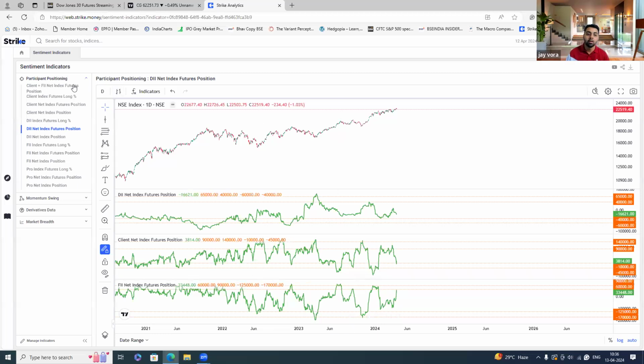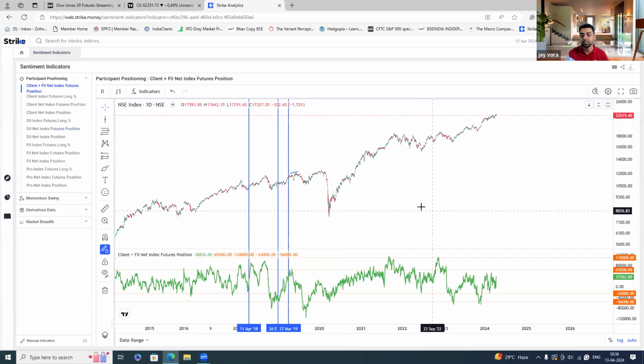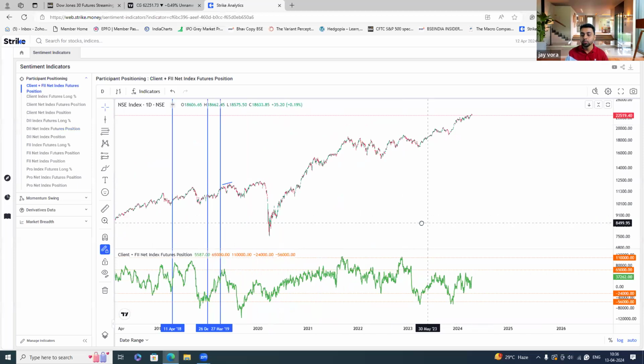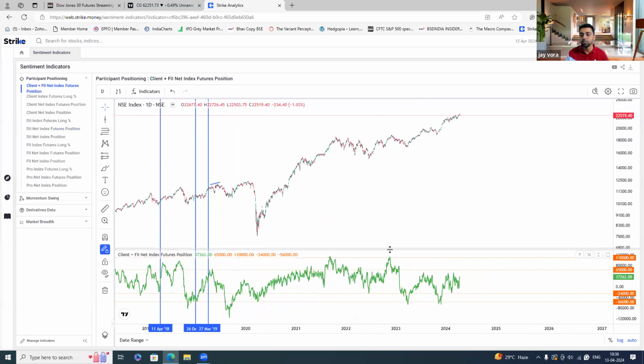Now one thing which we also found very helpful was client plus FIIs positioning. So, बाकी time पे this signal sort of helps you to catch the tops and bottoms meaningfully, but these are not something where you will get signals every month or every 2-3 months. It can take time, but whenever it occurs, these are meaningful. Like for example, over here, that's where a top occurred. Okay.